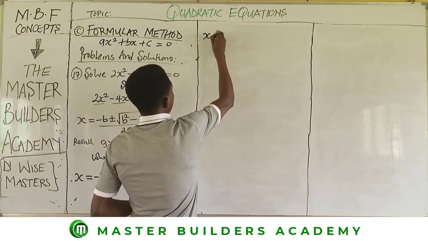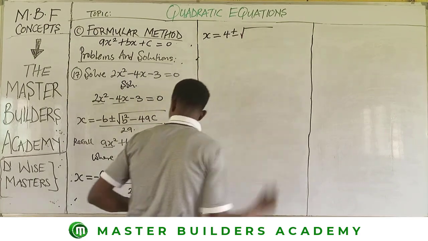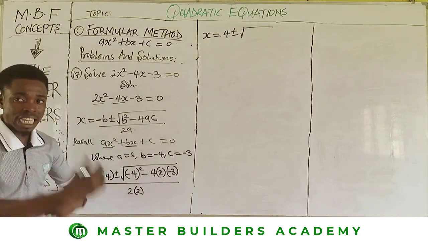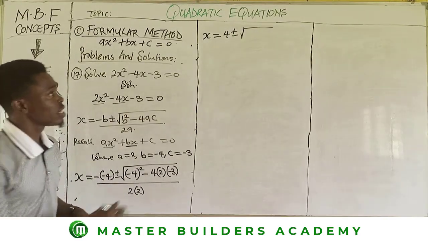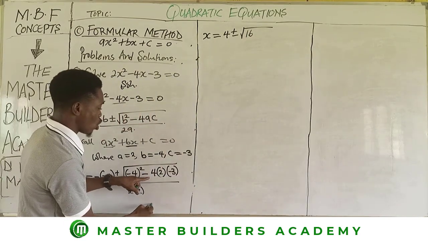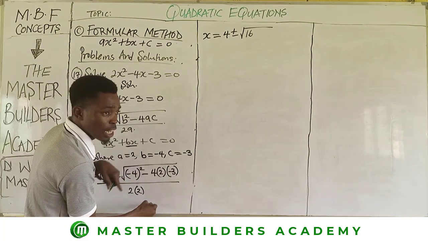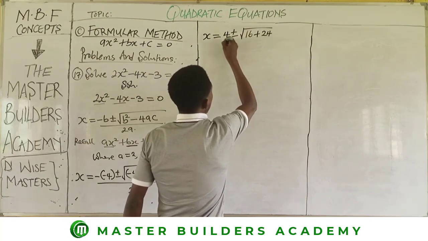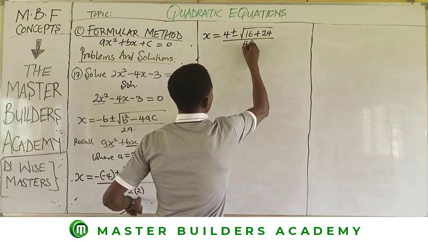We have x is equal to plus 4 plus or minus the square root of. Now guys, this is minus 4 square. Minus 4 square is minus 4 times minus 4. And minus 4 times minus 4 is plus 16. Then we put down positive 16 here. Then also, we have this to be minus 4 times 2, which will give us minus 8. And minus 8 times minus 3 will give us plus 24. This will have given us plus 24 all over 2 times 2. This will give us 4. Then we are done with that.